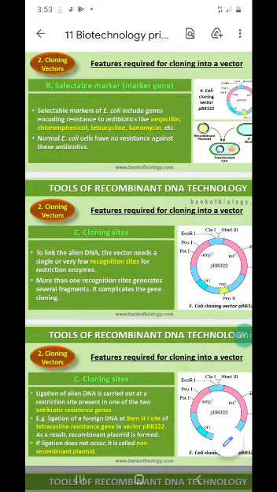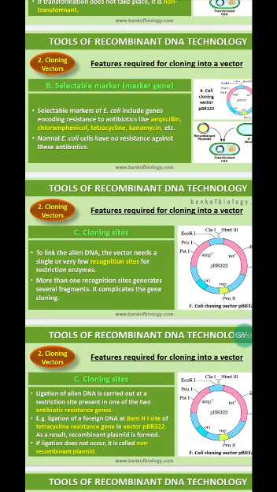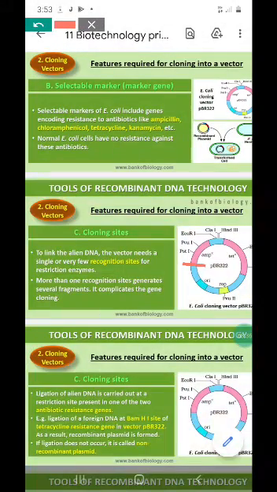Next is the cloning sites. If I ask you which are the cloning sites in this vector pBR322, what will you say? You can say HindIII, PvuI, PstI, PvuII, BamHI, SalI. All these are the cloning sites. So this is the cloning site where the restriction enzyme will act and cut this part.